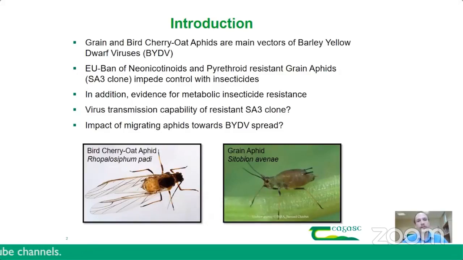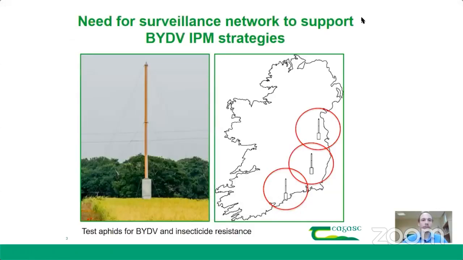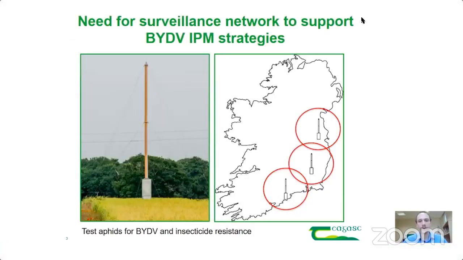So to target and catch migrating aphids, we have a suction tower network set up all over Ireland. We have a 12-meter tower in Oak Park, which has been running since January. And we have just set up a second tower in Cork, and a third tower in Ashtown is going to be set up. Those towers target migrating aphids from a certain radius, and those aphids we can test for BYDV and insecticide resistance.